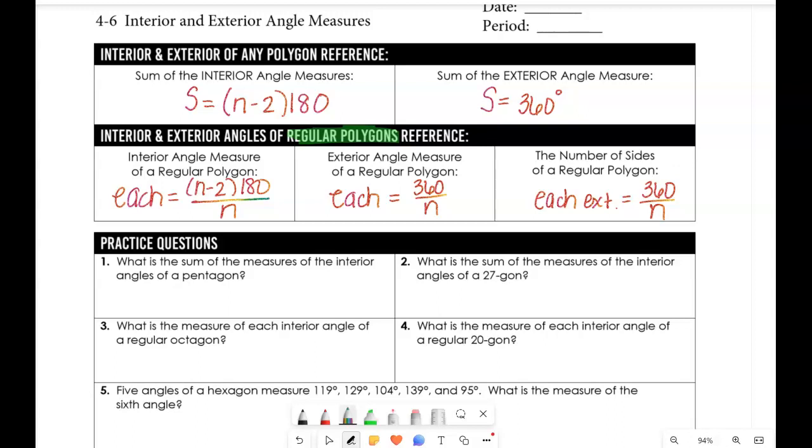So I wanted to make sure that you have the correct formulas there so that as you're working through the assignment, you're pulling from the correct information. So I'm going to go ahead and stop now so that you can continue working on this assignment.